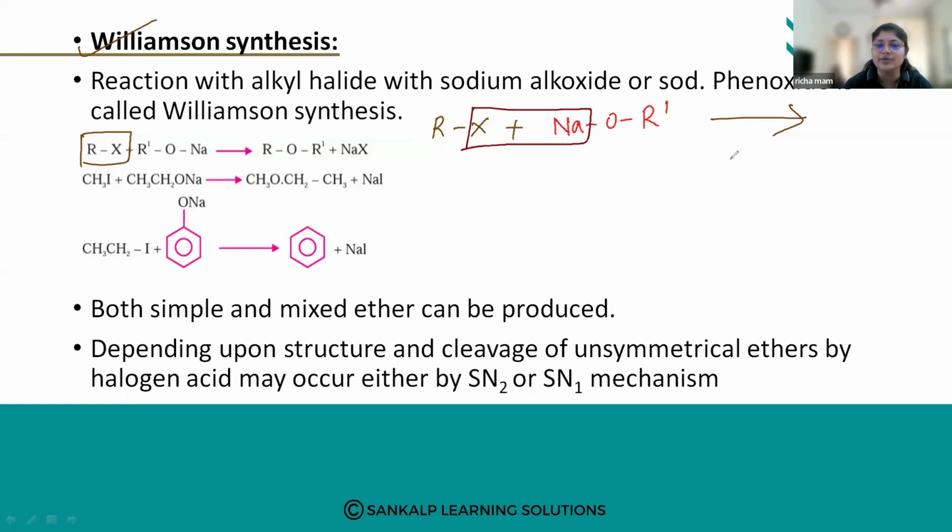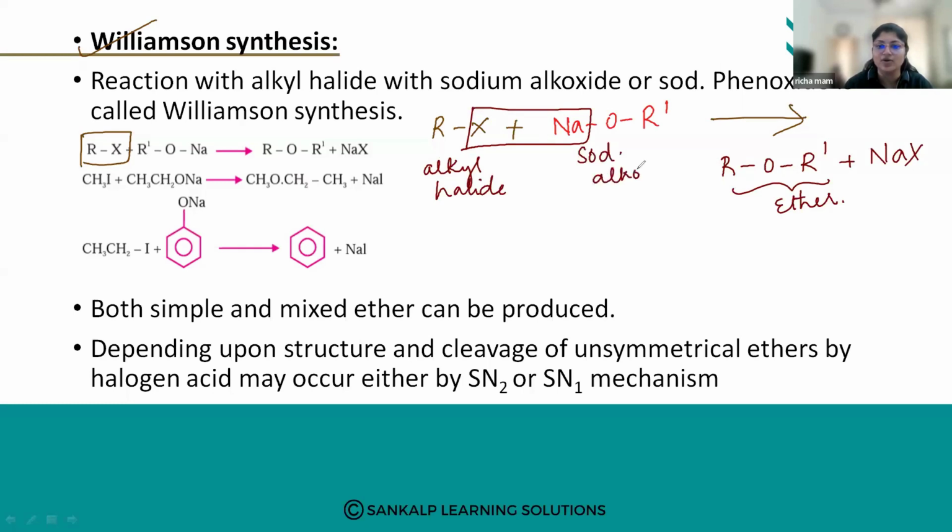So can you tell me what will be the product? It will be ROR' plus NaX. So what we obtained? We obtained an ether. So when alkyl halides react with sodium alkoxide, we obtain an ether and sodium halide. So this is a very important reaction, Williamson ether synthesis.